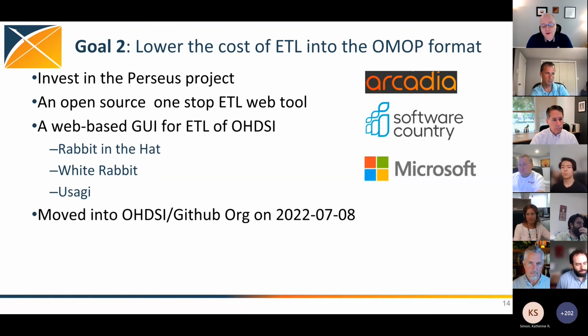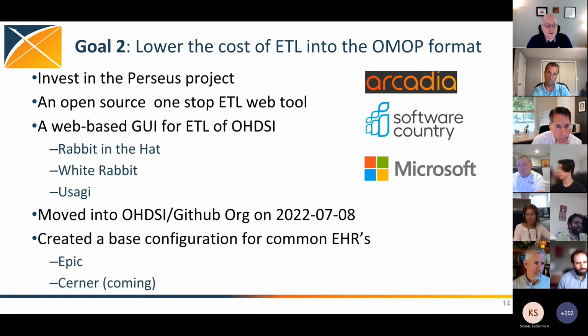This was really exciting as part of this project. We created the OHDSI GitHub org of Perseus in July, and it's been an incredibly active project over the past couple of months. The Arcadia team has been incredibly responsive to issues we've been working on, and we've been able to deploy that through the generosity of Microsoft on the Azure cloud. So it's been a really exciting partnership to demonstrate this, trying to get this product to be usable within health systems.